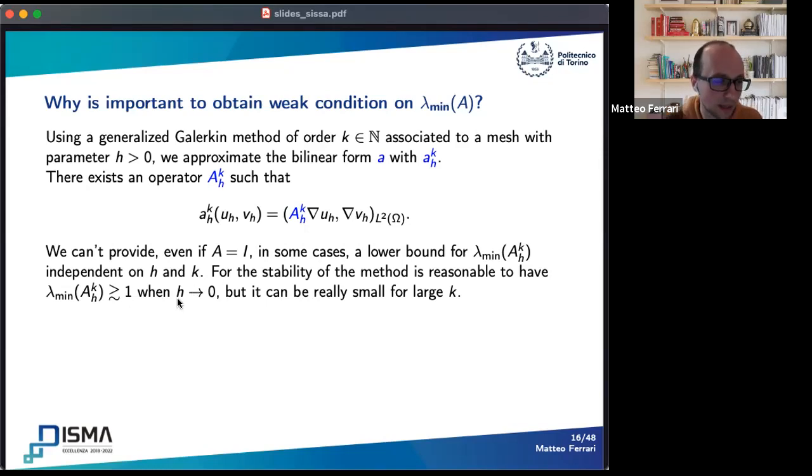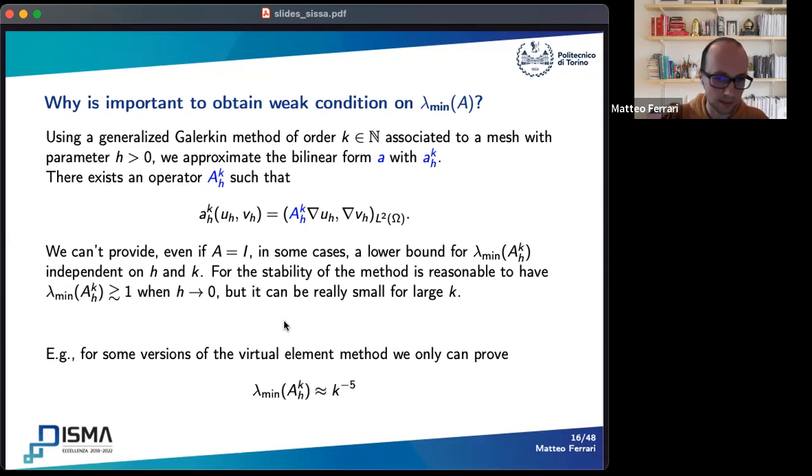It makes sense that when h goes to zero, the minimal eigenvalue of this A_h^k must be bounded from below. But for a larger k, it may happen that this eigenvalue becomes really small. For example, in the basic version of the virtual element method, there are results that allow only for an estimate like this. And you can see that when k, the order of the method, becomes a large number, this can become really small. And we don't want any restriction on the positiveness of this discrete matrix. This is the motivation behind this type of analysis, which may seem purely theoretical.